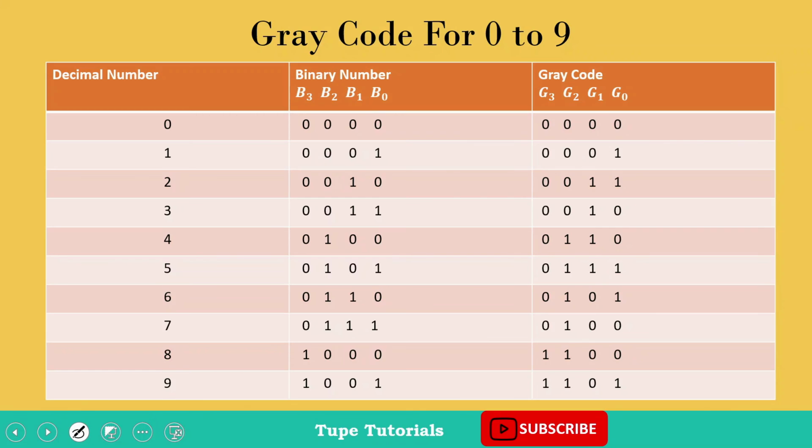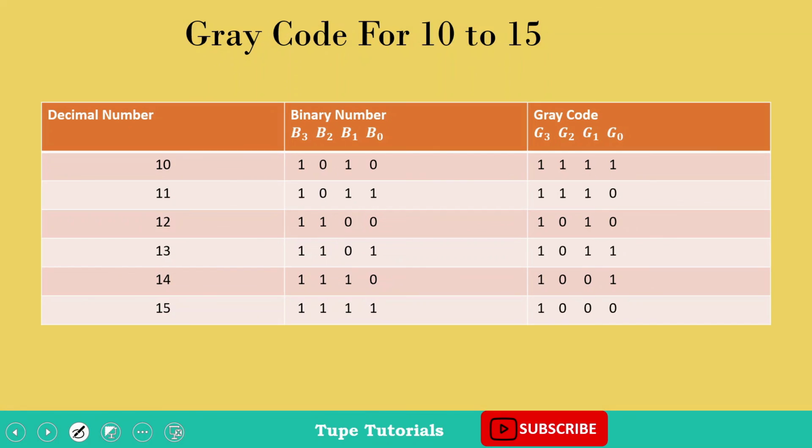Now we will see the different gray codes for 0 to 9. I have given all the decimal numbers, their binary form, and for that binary form the gray code is given to the right hand side. So this is gray code for 0 to 9. This is gray code for 10 to 15.